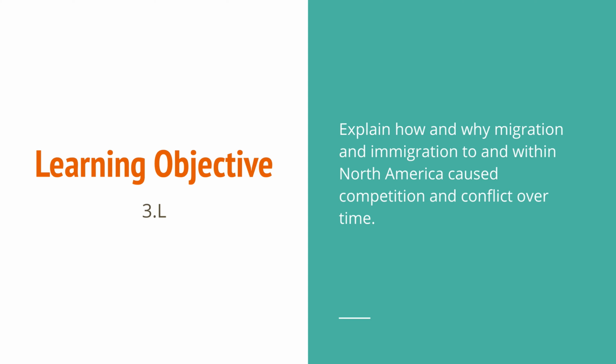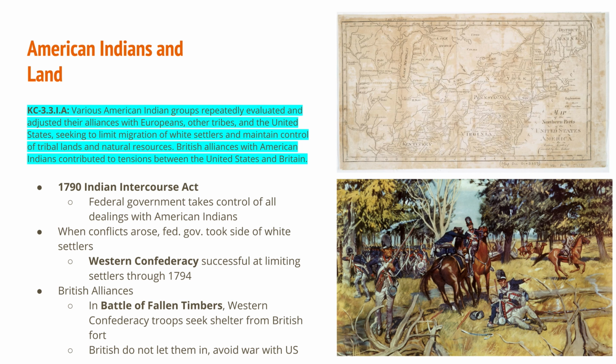Now we're moving on to migration. So new learning objective, explain how and why migration and immigration to and within North America caused competition and conflict over time. The key concept says various American Indian groups repeatedly evaluated and adjusted their alliances with Europeans, other tribes in the United States, seeking to limit migration of white settlers and maintain control of tribal lands and natural resources. British alliances with American Indians contributed to tensions between the United States and Britain.